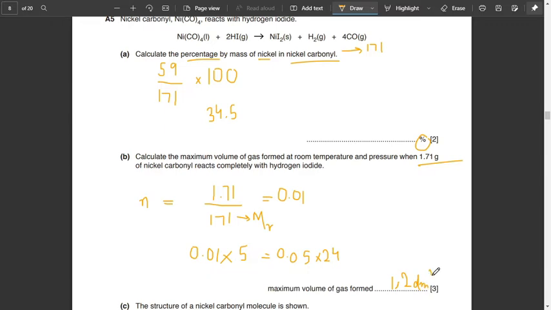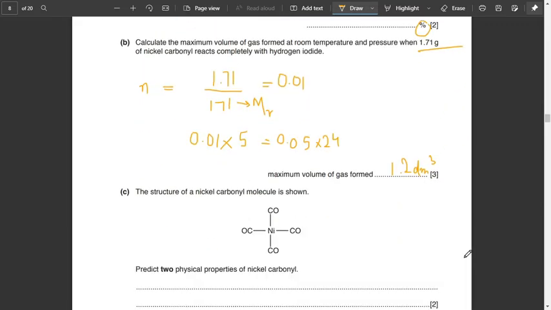I will always suggest you write it in dm cube, because that's the one that we usually use when we talk about gas volume. That's the unit we use.